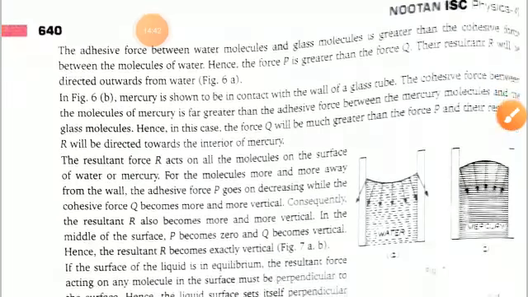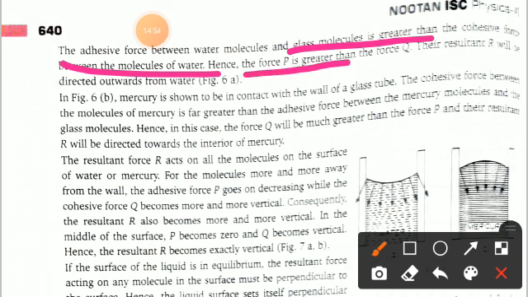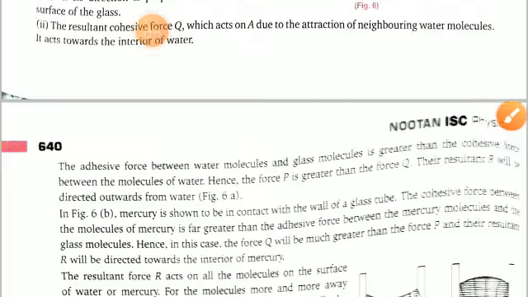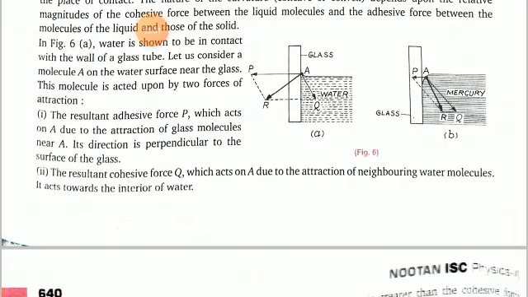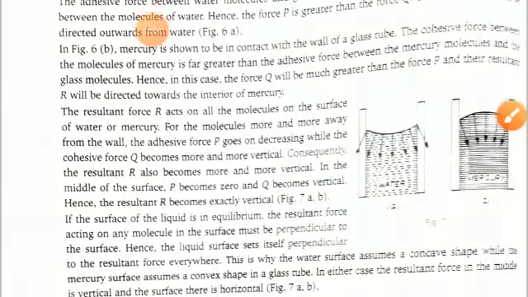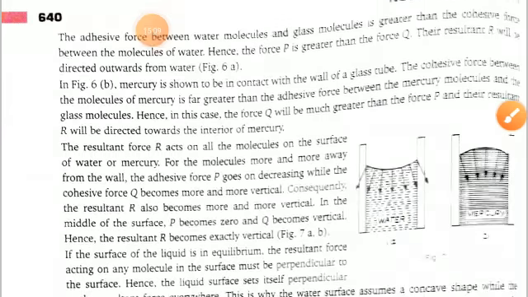Now the attraction force between the water molecules and the glass molecules is greater than the cohesive force between the molecules of water. Hence the force P is greater than the force Q. So their resultant R will be directed towards the water. From Figure 6a you can easily understand it. This is the resultant. Now come to Figure 6b.